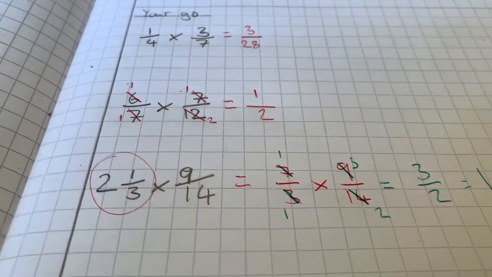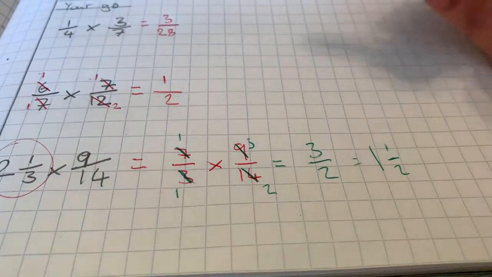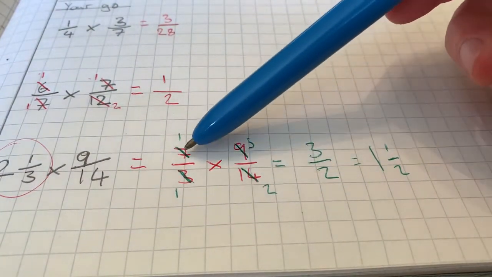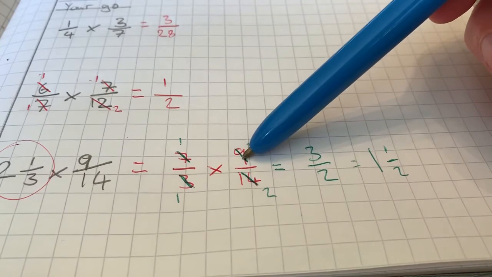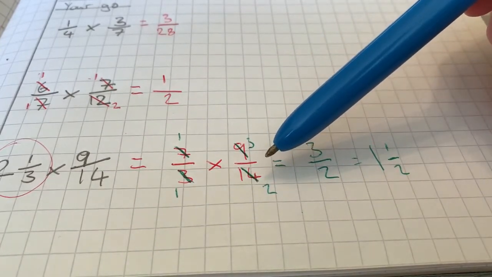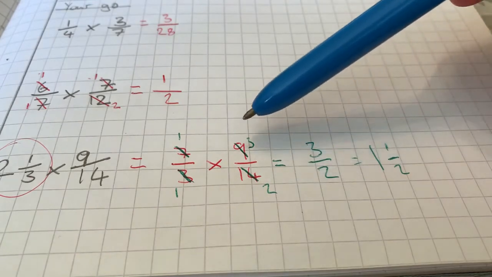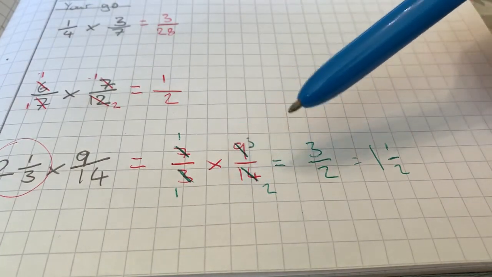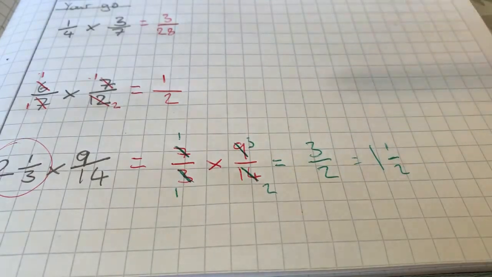Now, just to point out here, the cancelling came in really handy on this final one, because 7 times 9 is 63. 3 times 14 is, off the top of my head, I think it's 42. So 63 over 42, a bit harder to cancel down. So it just makes your life easier. And that is multiplying fractions.